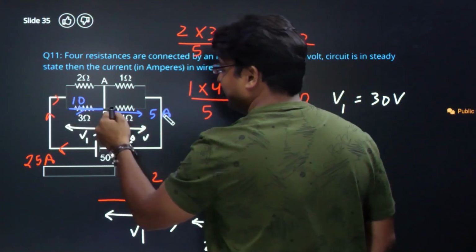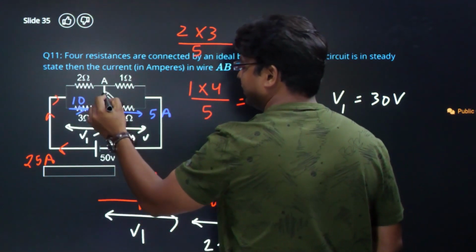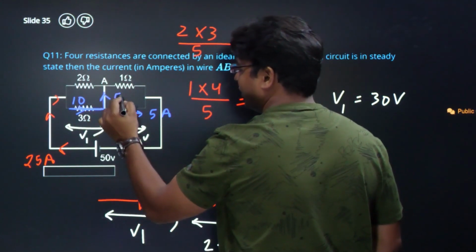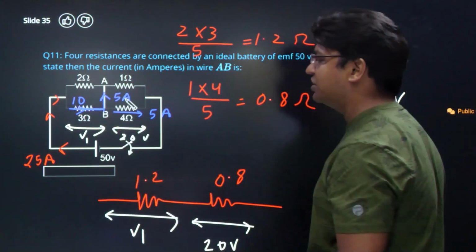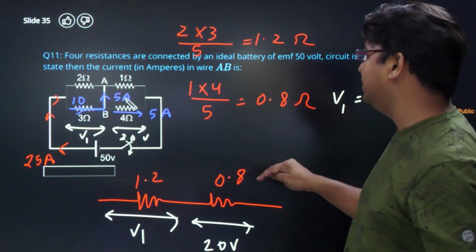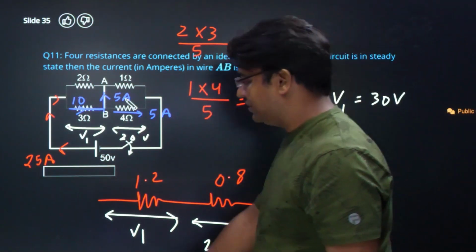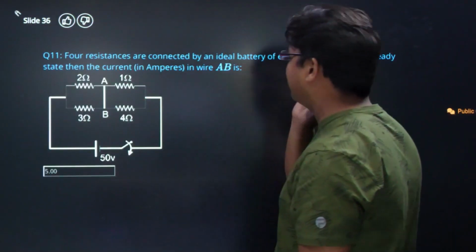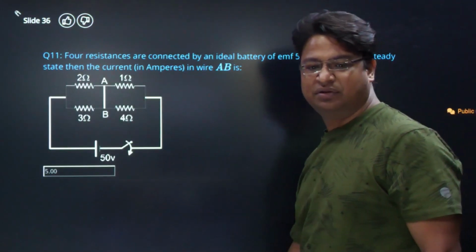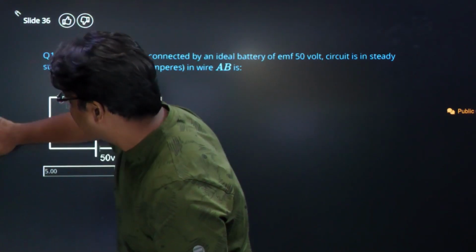So 10 came, 5 moved in this direction. The other remaining 5 must have gone upward. So the current in branch AB is 5 ampere, and it is from B to A. So the answer to this question would be 5 amperes. We have to answer in amperes, so the answer would be 5, as you can see here.